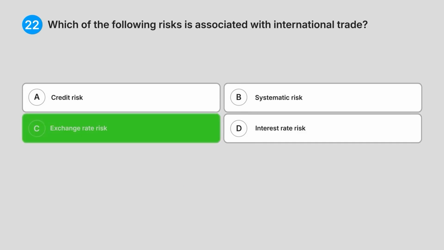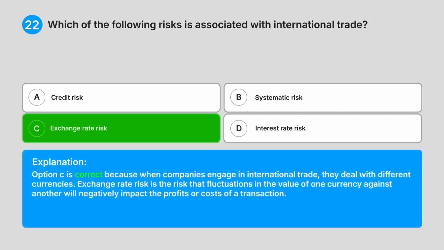Correct answer: C. Exchange rate risk. Explanation: Option C is correct because when companies engage in international trade, they deal with different currencies. Exchange rate risk is the risk that fluctuations in the value of one currency against another will negatively impact the profits or costs of a transaction.